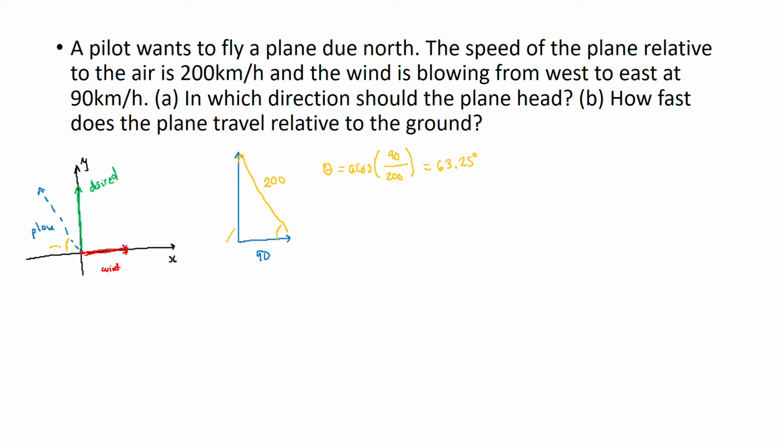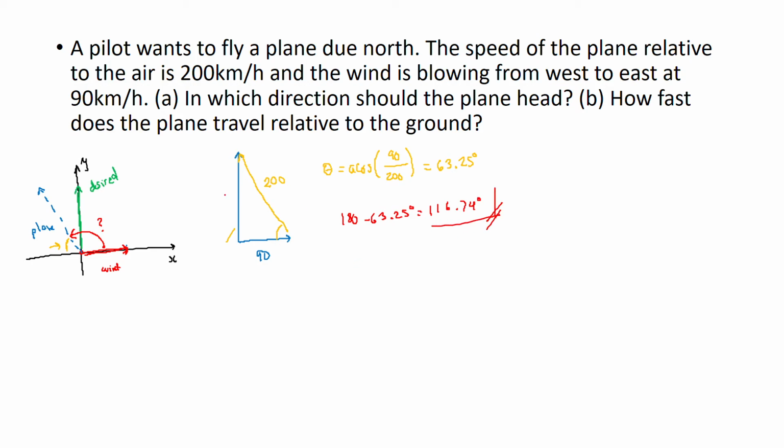But that angle is actually this one over here. We're not interested in this one. We're actually interested in another one, the one that goes from here to here. So how do we get this angle? We need to do a subtraction: 180 minus 63.25, and that is 116.74. Okay, so that's my first answer.